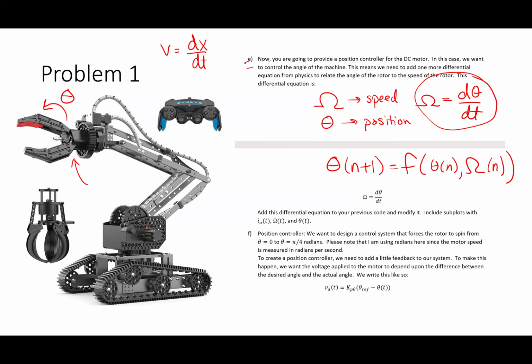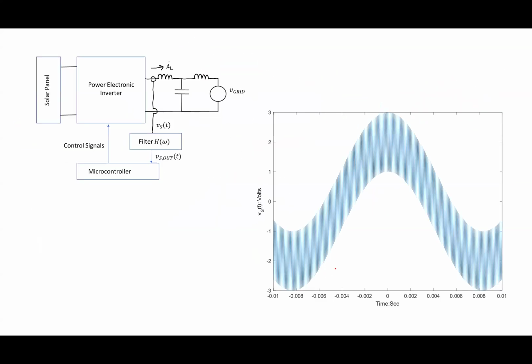The harder part is really what I'm asking you to do here. This is where I think the hardest part of the problem is, which is to make what I call a position controller. You're going to design the control system to force the rotor to spin from 0 degrees to 45 degrees, so pi over 4 radians. I use radians very specifically in this case because the motor speed is in radians per second. So to create the controller, I have to come up with a way to figure out what the voltage needs to be.